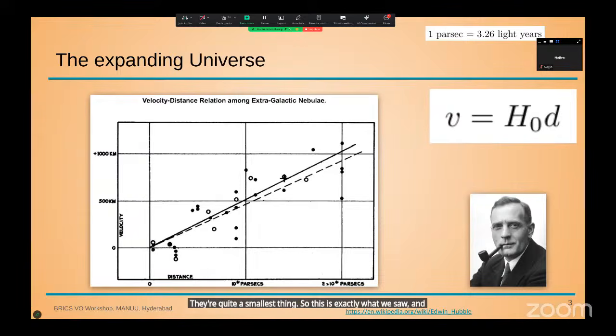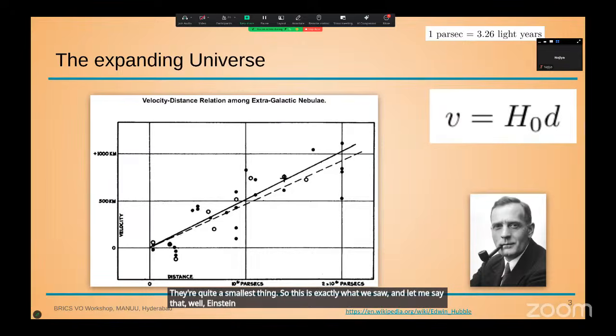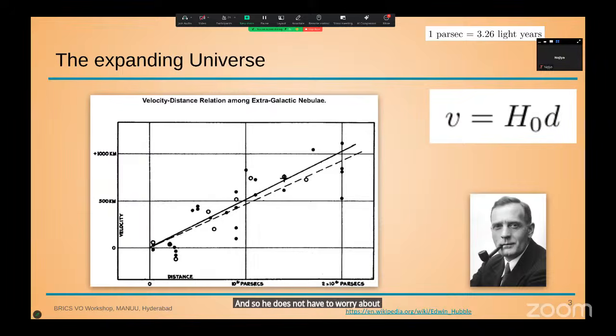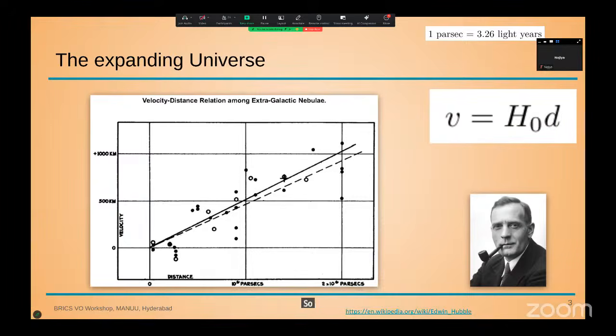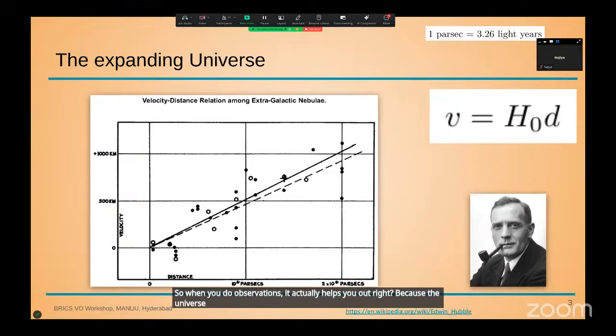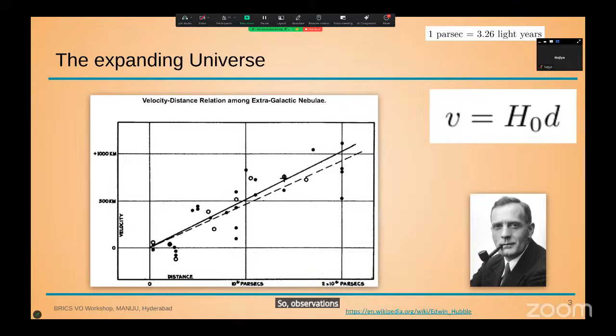And then he said that, well, Einstein did not have to think about making a static universe. The universe itself is expanding, and so he does not have to worry about it. These equations are nevertheless giving you this kind of expansion. So when you do observations, it actually helps you out, right? Because the universe is actually telling what is going on, rather than you having to come up with just ideas to think what it might be. So observations are always better in that respect.